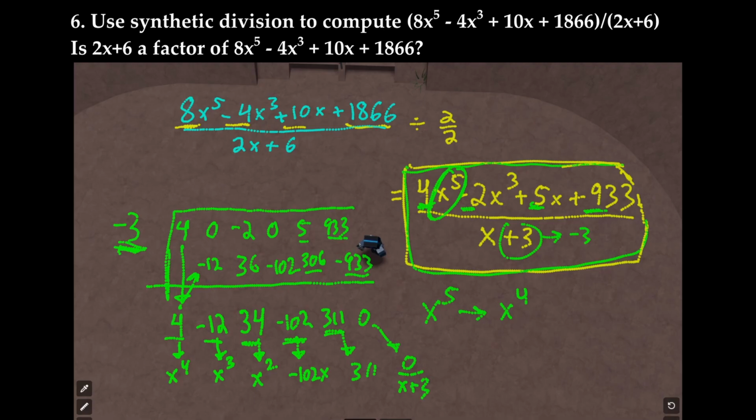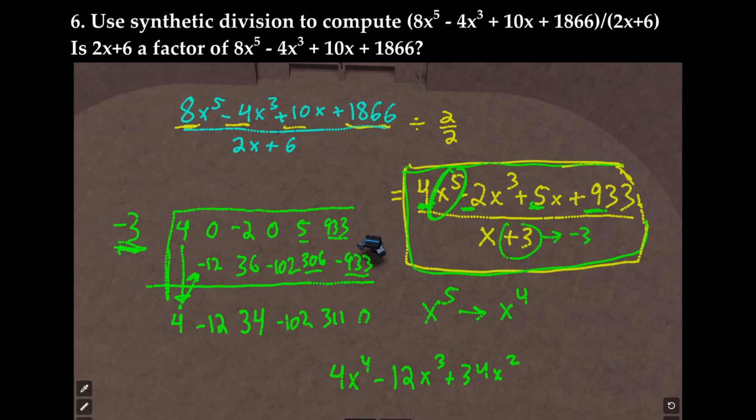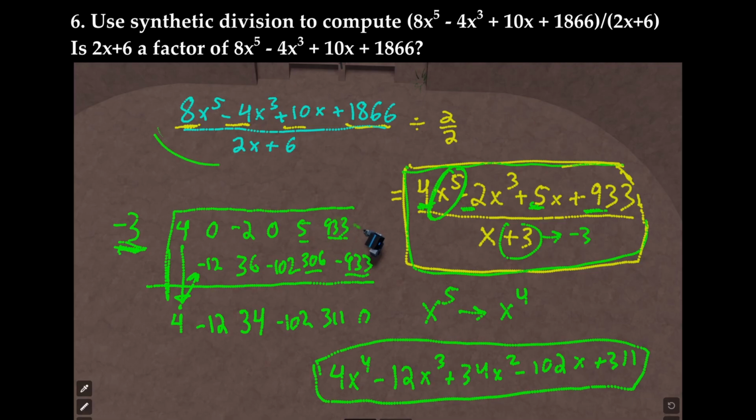So now let me just rewrite all this and make it clear. So therefore, the answer to our problem is the following. We're going to have 4x to the 4th power minus 12x to the 3rd power plus 34x squared minus 102x plus 311. And then the remainder is 0, so I'm just going to ignore it. And that's it. That's the answer to this big guy up here. I can't fully circle it because I'm too far from it. But that's it.